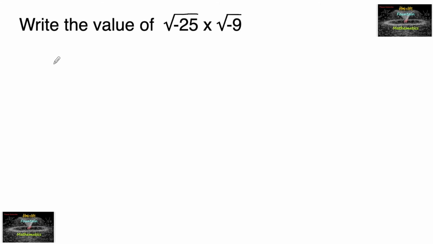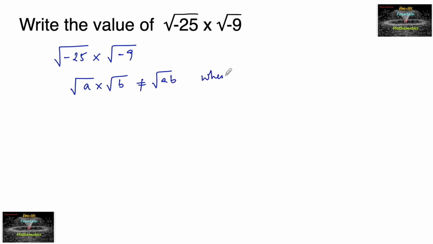Write the value of root of minus 25 into square root of minus 9. Before solving this problem, let us remember root a into root b is not equal to root of ab when both a and b are negative integers.